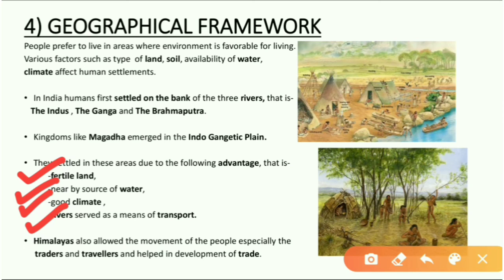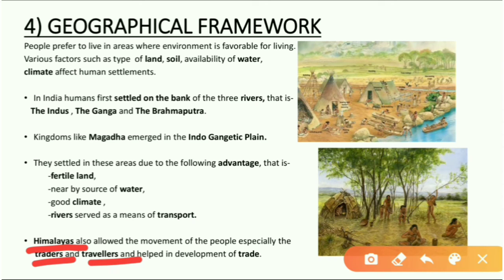Now coming to the next point, that is, the Himalayas also allowed the movement of people, especially the traders. The Himalayan mountains also helped the people to move, especially the traders and the travelers. Traders are the persons who buy and sell things in the market. Through the Himalayan mountains, the traders used to move to other places or the other side of the mountain, or the travelers used to move to other places, and in this way the development of trade started.